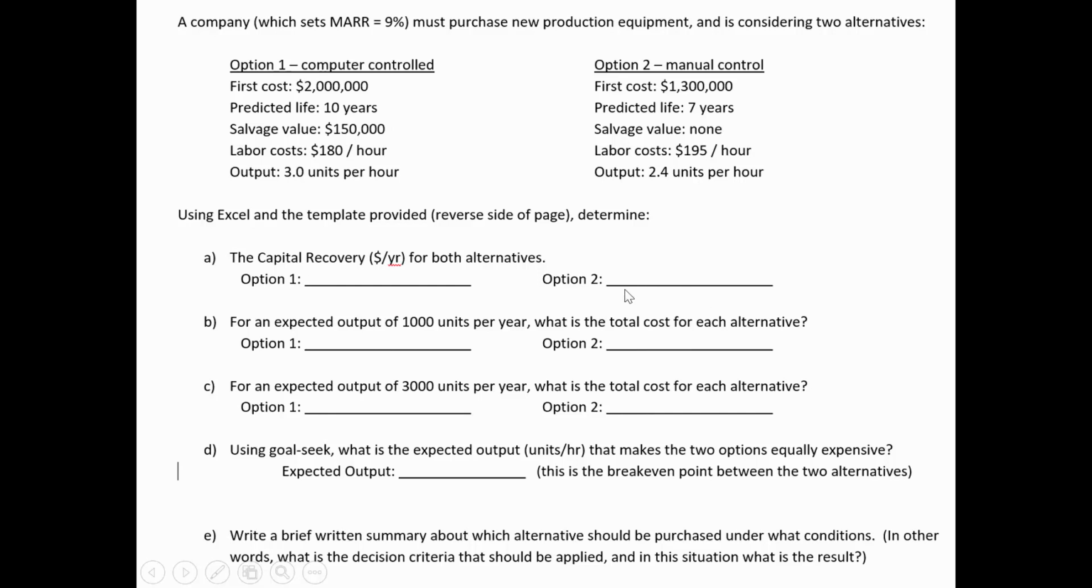Compare those two. And then what I'd like you to do is analyze for a certain number of units per year what happens. Like what's the cost of each alternative? We're just only going to be looking at costs for these. We're not going to be looking at the revenue that comes in for what's being made. We're just going to try and find out at what point do the costs break even.